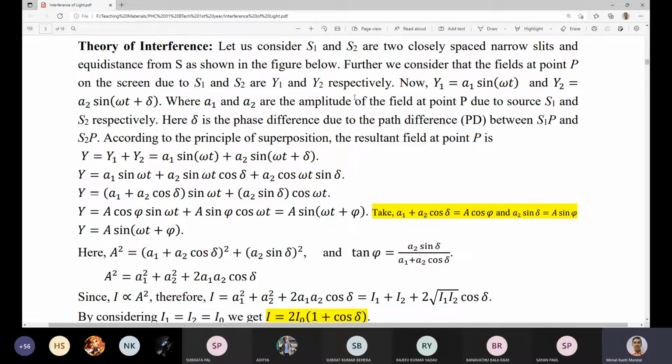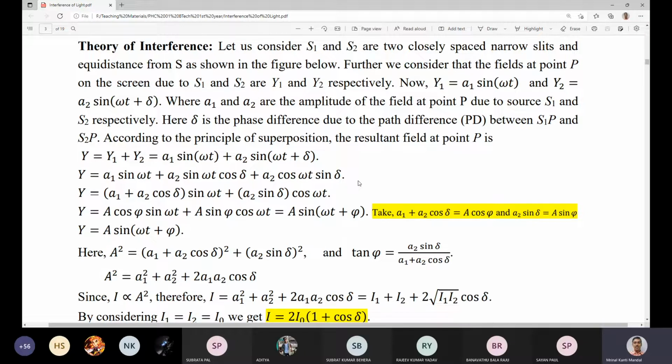According to the principle of superposition, you can write the resultant field at point P due to superposition: y equals y1 plus y2, that is A1 sin omega t plus A2 sin(omega t plus delta). Now, if we expand sin(omega t plus delta), using sin(A plus B) equals sin A cos B plus cos A sin B, we get A2 sin omega t cos delta plus A2 cos omega t sin delta.